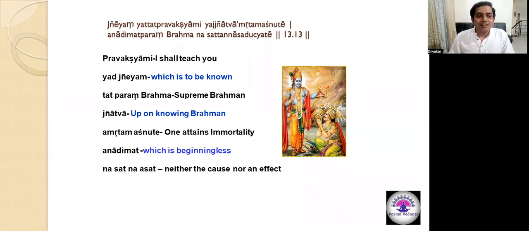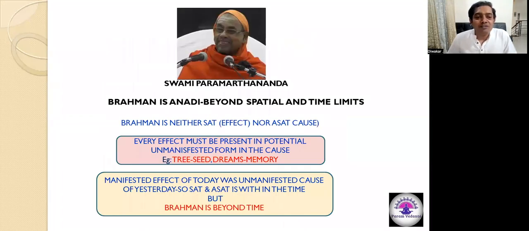In the next slide, we see we need an eminent guru like Swami Paramarthananda ji to explain these mind-boggling concepts. Brahman is Anadi, which means it is beyond the spatial and time limits. And Brahman is neither Sat, the effect, nor Asat, the cause. Every effect that we see or experience was present in an unmanifested potential form in the cause. Example, seed is the unmanifested cause of the effect called tree.